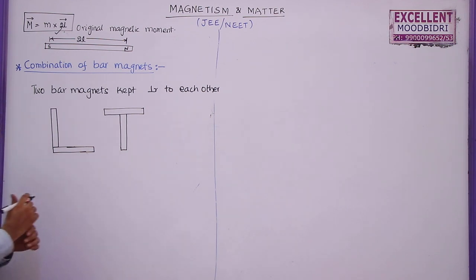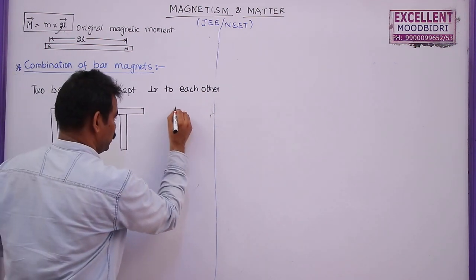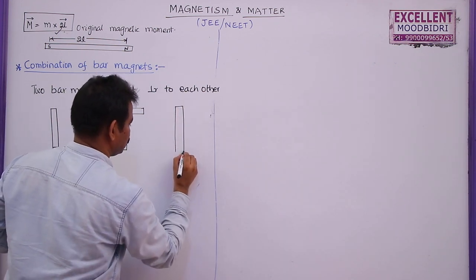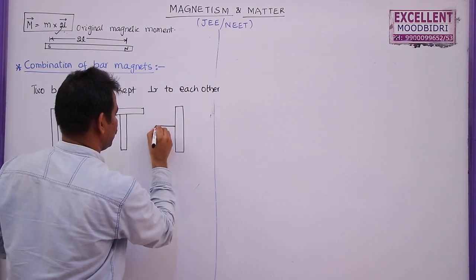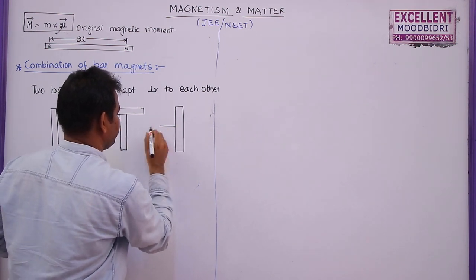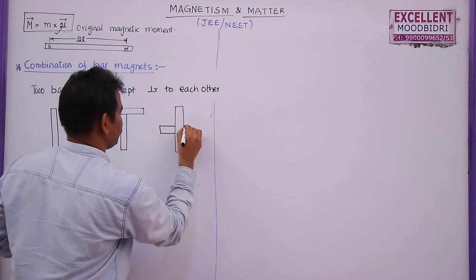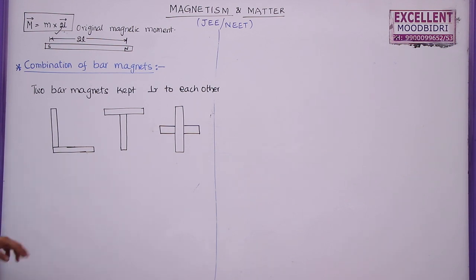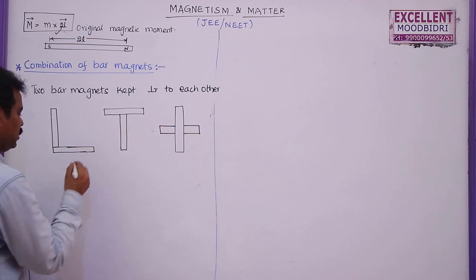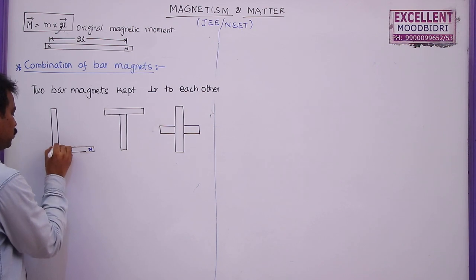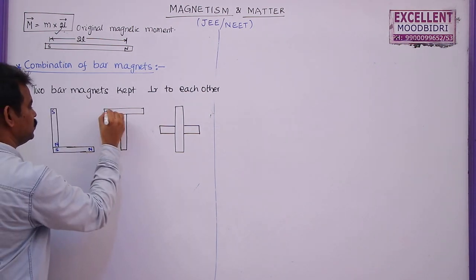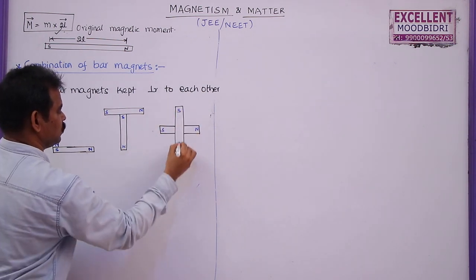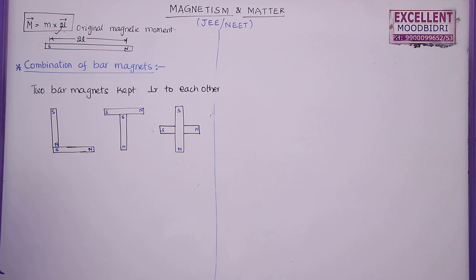And in the third case, here we can write one bar magnet is placed like this, another bar magnet is placed like this. So in this case also all these three are said to be perpendicular to each other. This is north pole, south pole, north pole, south pole. This is south pole, north pole, south pole, north pole, south and north and south and north. Let us say these are identical bar magnets.